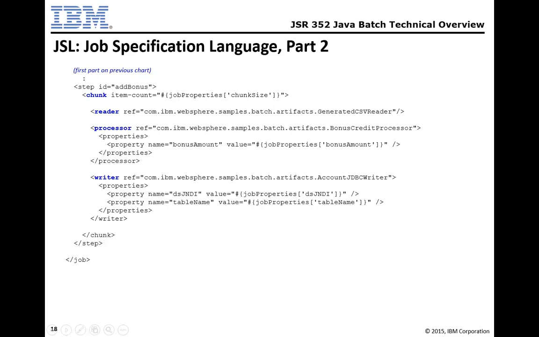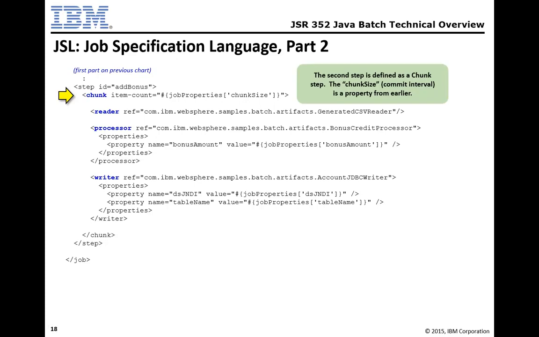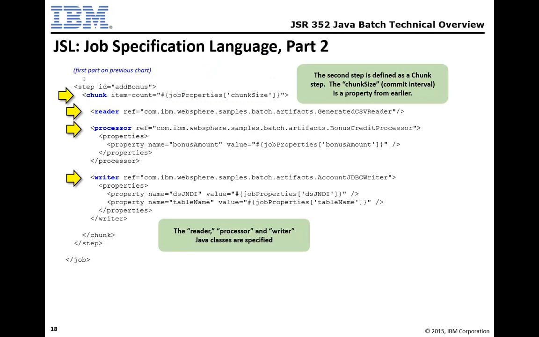Here's the second part of the JSL file. This step is defined as a chunk step. The step has a property that indicates the chunk size, which is the number of records to process before calling the item writer to write the records into the database. Since the step is defined as a chunk type, it must implement an item reader, item processor, and item writer. Those are the three class files you see here.